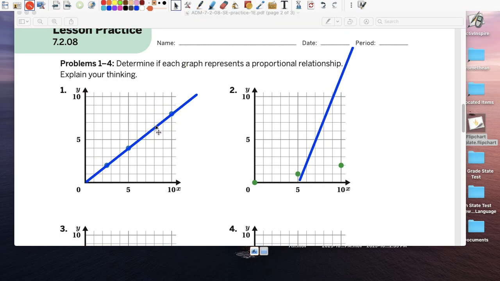Well, yes, the answer is yes. Why? Straight line, and it goes through the origin, right? This line passes through the origin if I were to connect it. Now, I'm not going to do this for every question, but for this one, just in case that was not enough, you're not happy with that information.